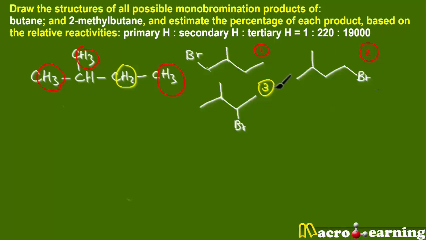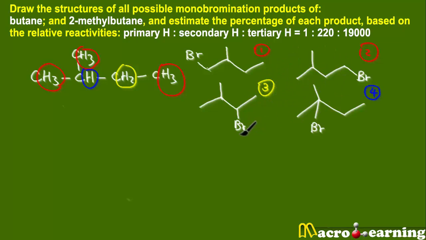And then another possibility would be bromine reacting with the tertiary hydrogen, and that will be this hydrogen reacting with bromine, giving this product. So we'll call this number 4. So these are all the possible monobromination products.